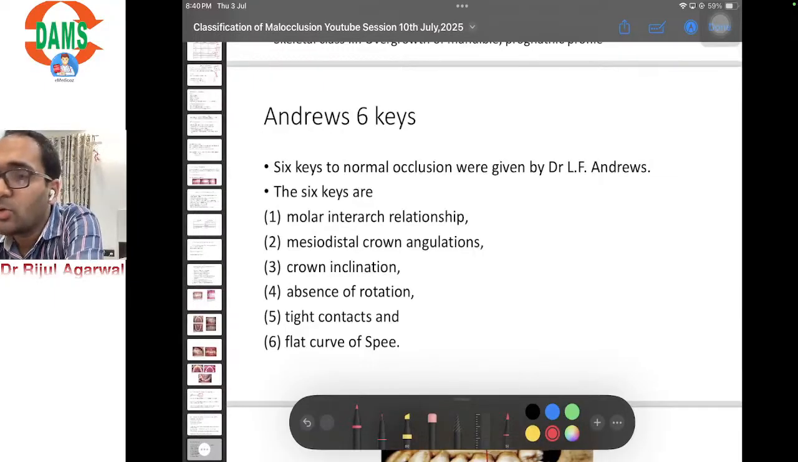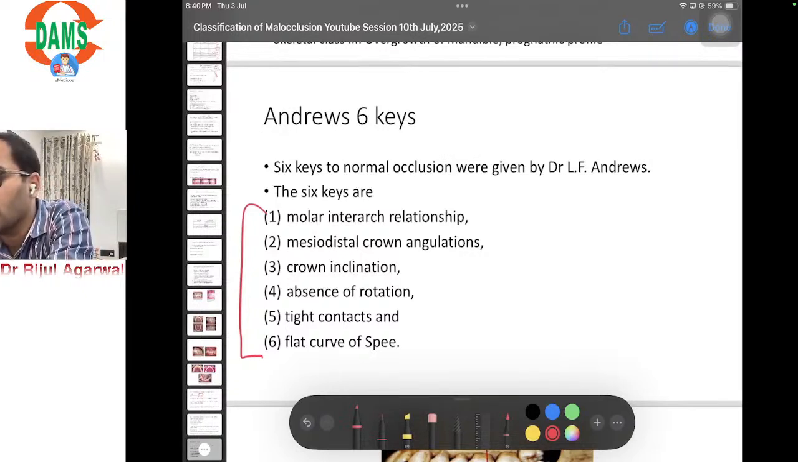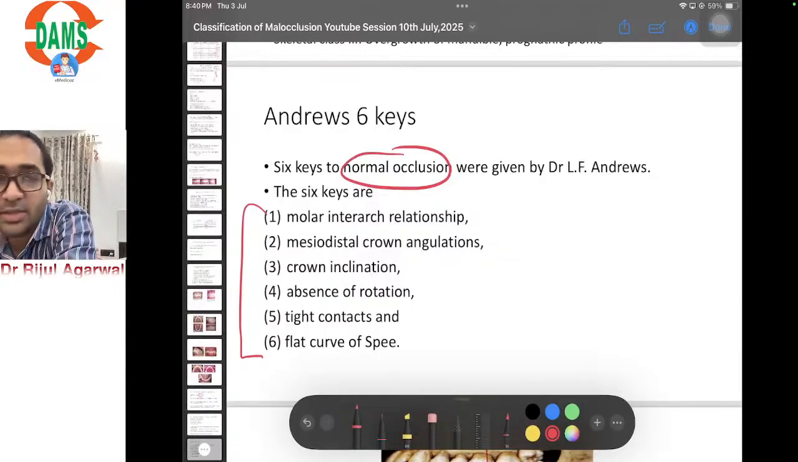So what is ideal occlusion? How is ideal occlusion present in a patient? He defined it based on these six keys. These six things should be present in an occlusion for it to be classified as normal occlusion. What are these six things? First is the molar interarch relationship. Next, mesiodistal crown angulation. Third is crown inclination. Fourth is absence of rotation. Fifth is tight contact, and lastly the curve of Spee should be flat.